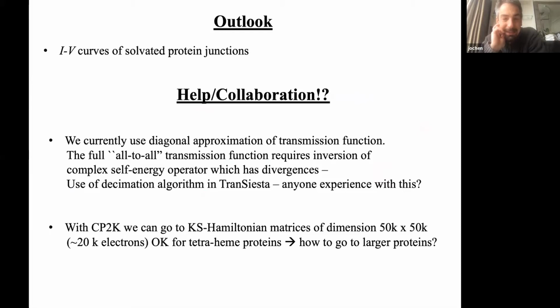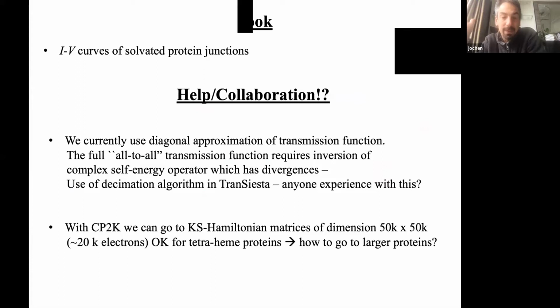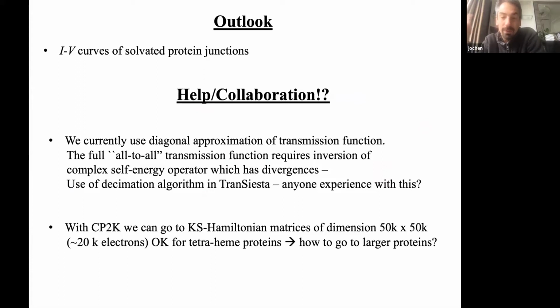Another thing is that we can go up to tetraheme proteins, but the experimentalists, of course, want to study much bigger systems. So there's then the question: we can do 50,000 times 50,000 Kohn-Sham Hamiltonians, but we actually would need to go probably to millions or something like this. I'm not quite sure how we can get there in the end.